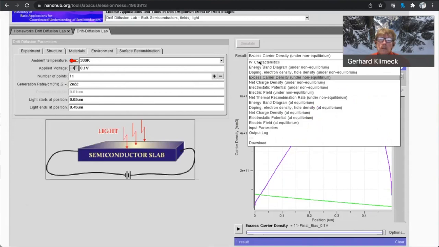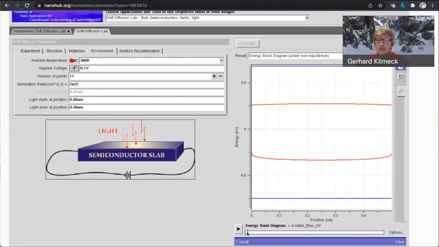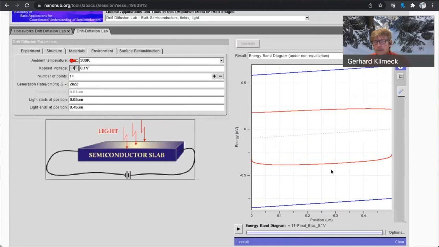And here we are separating electron and hole quasi-Fermi levels quite a bit due to the high-level injection. So this looks right. And see, we're not even getting truly back to the intrinsic level because the injection is so high and the recombination velocity is not fast enough. So that makes sense.